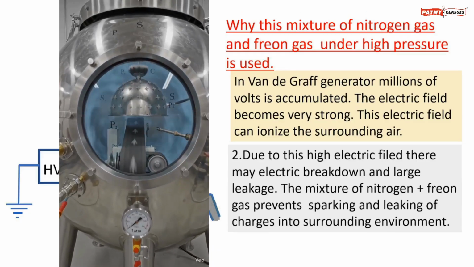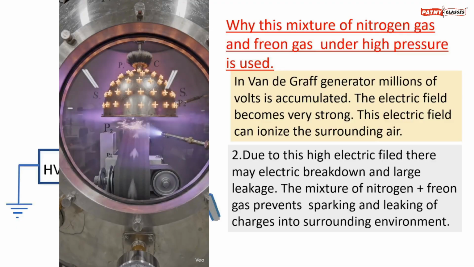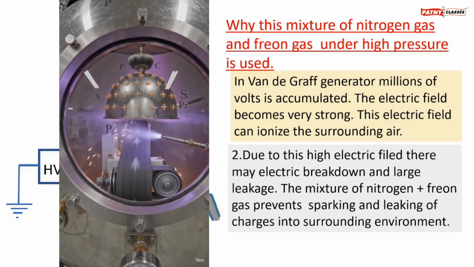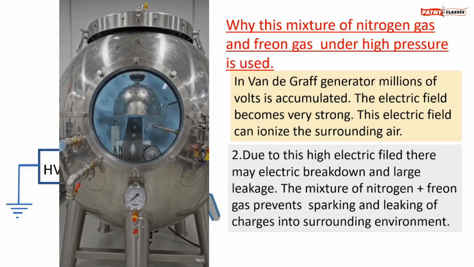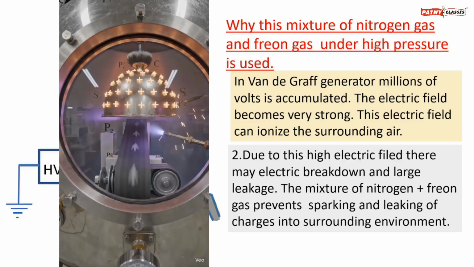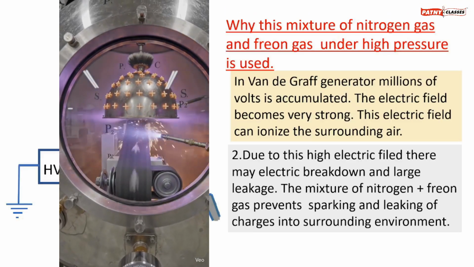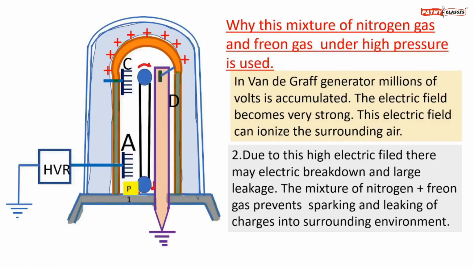And the second, there may be an electric breakdown and there may be leakage of the charges. So this mixture of nitrogen and freon gas will prevent the sparking and leaking of charges into the surrounding environment. So these are the reasons why we are filling the space between the outer chamber and the Van de Graaff with the mixture of nitrogen and freon gases.